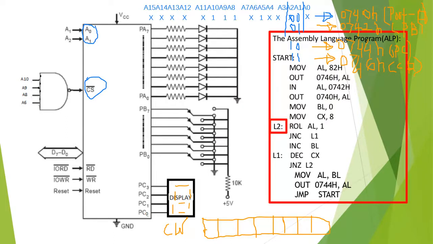And what about the display connected to port C lower? The purpose of the display is to show how many switches are on. How many 1s are there? Is it 7 ones? Is it 6 ones? For example, the input switch condition is 1 0 0 1 1 1 0 0. How many 1s here? 1, 2, 3, 4. So the display will show 4.